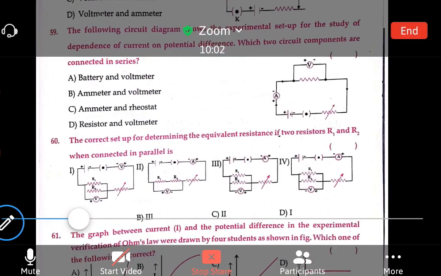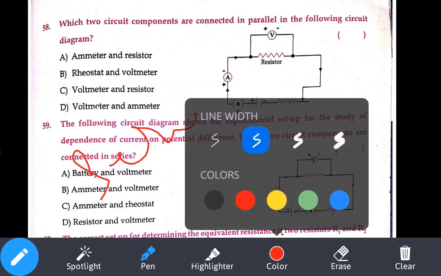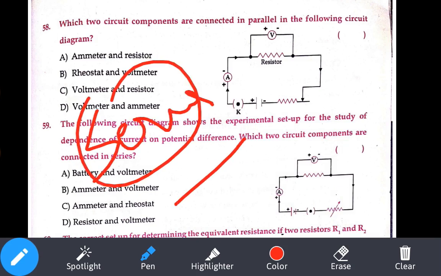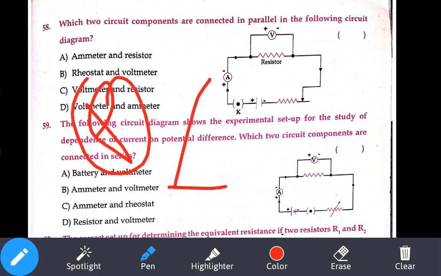Loading. Okay, let me zoom it. 58th question. Which two circuit components are connected in parallel? They have asked in the following diagram. So you always remember in series, there should be only one path for the current to flow, and in the parallel, from the junction there should be different paths, then it will be called parallel.